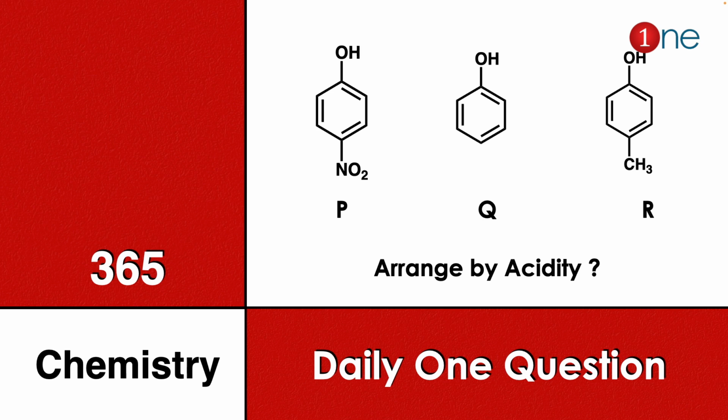Here three compounds are given: P, Q and R. P is nitrophenol, Q is phenol, R is methylphenol. Here you have to arrange the compounds based on their acidity.